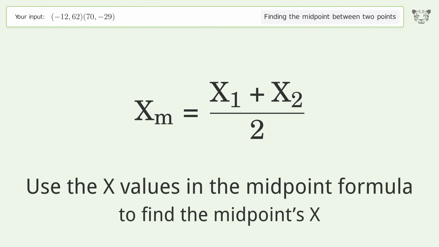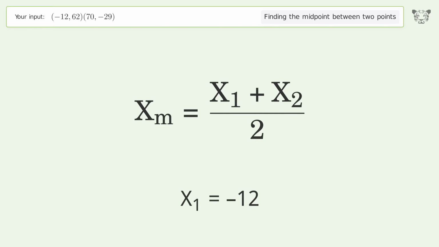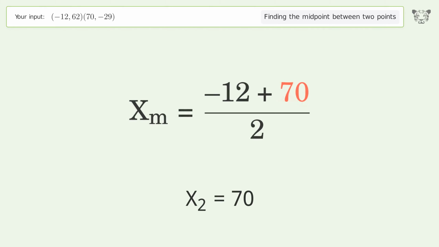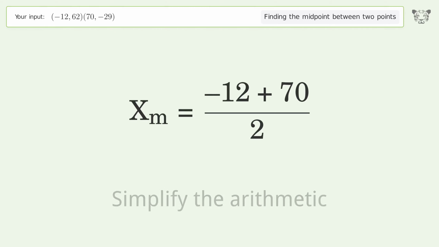Use the x values in the midpoint formula to find the midpoint's x. x1 equals -12. x2 equals 70. Simplify the arithmetic.